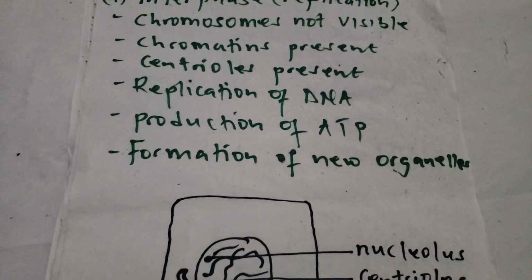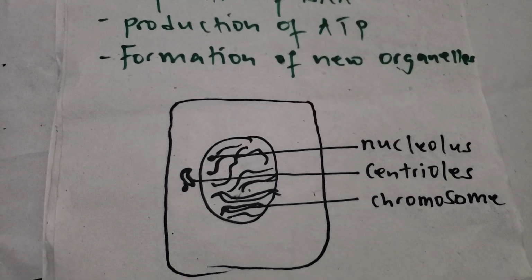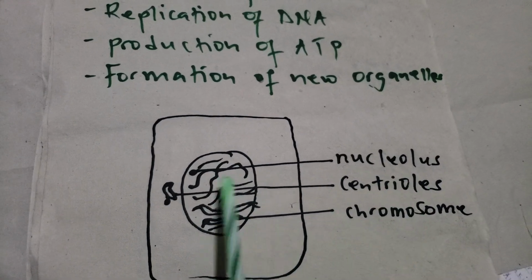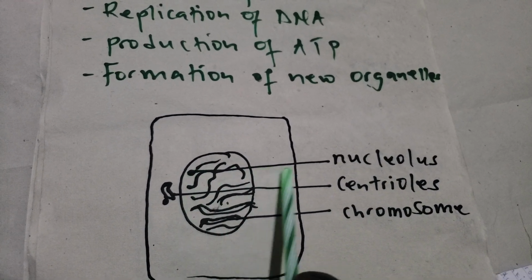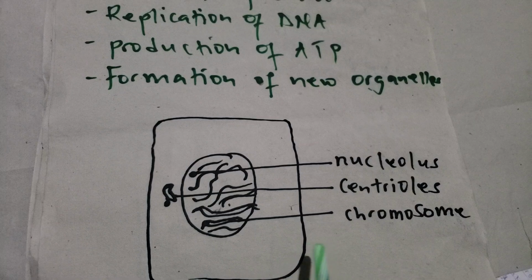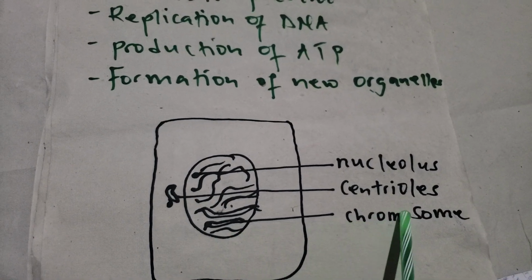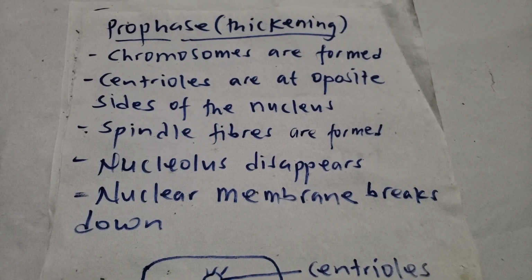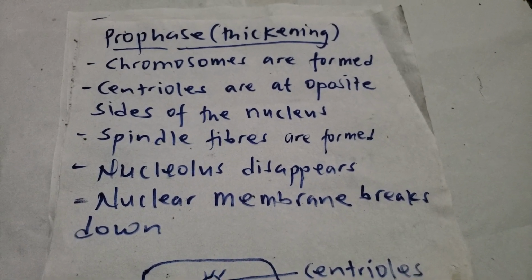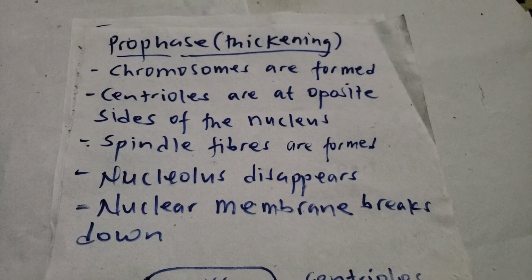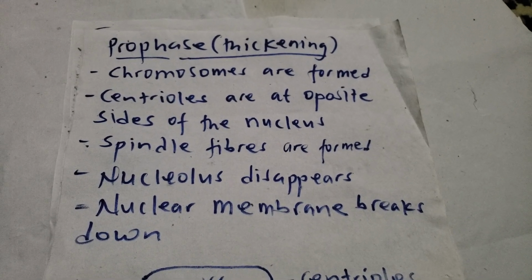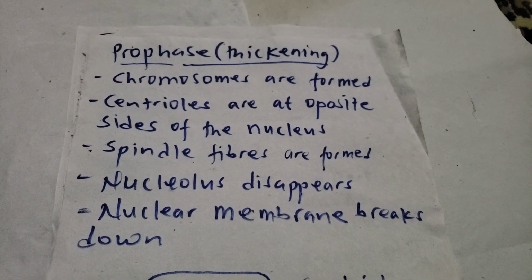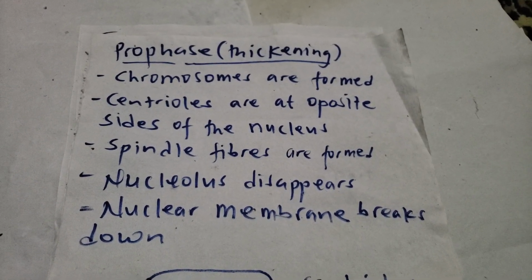interphase. So we have a drawing below. Yes, we have this part, the so-called centrioles. Then here we are having what we are calling the nucleolus and the chromosomes. Now we have looked at what we are calling the interphase. So after interphase, what comes next is the prophase stage, or we can call it the thickening stage.